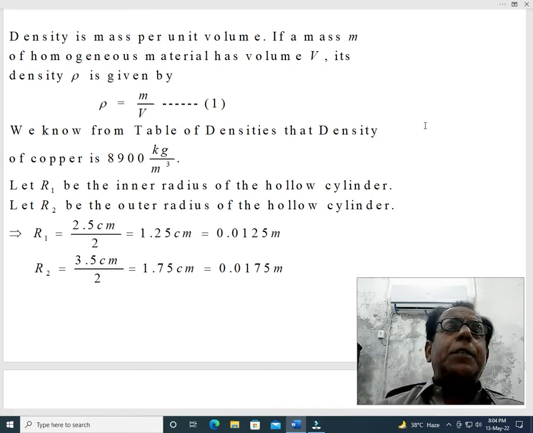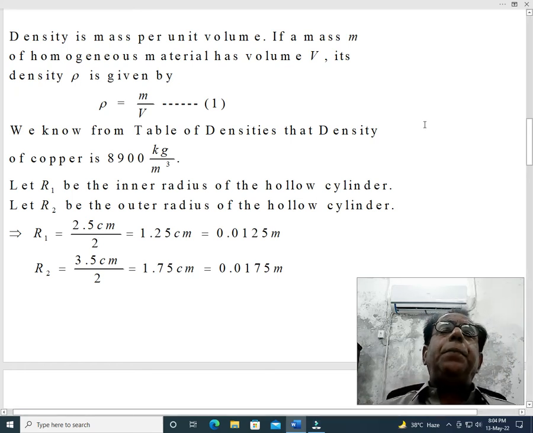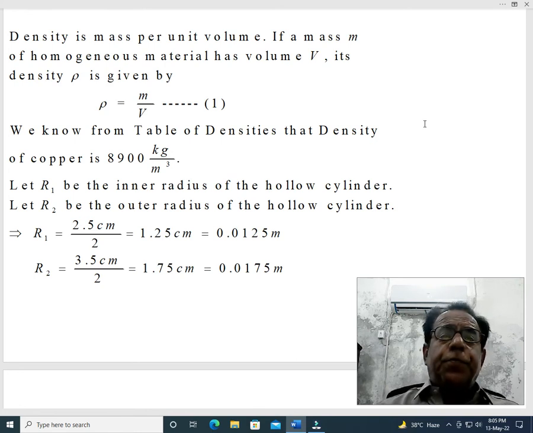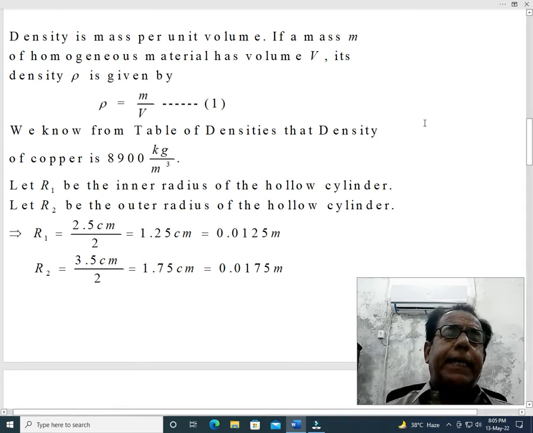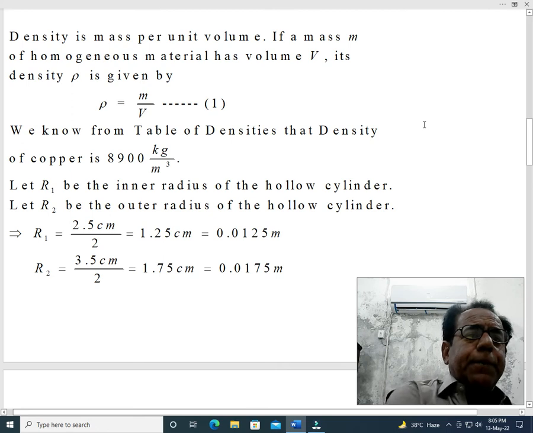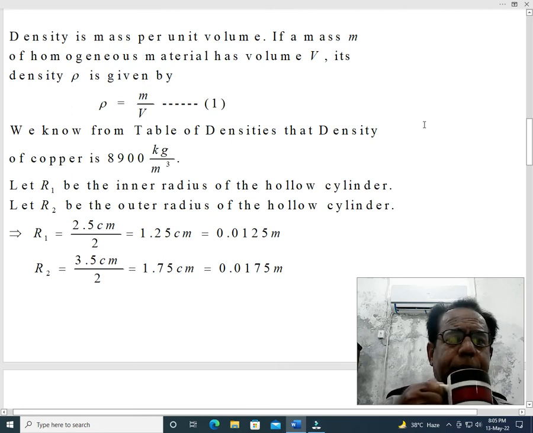Density is mass per unit volume. If a mass m of homogeneous material has volume V, then its density rho is given by rho is equal to m over V, mass over volume, okay? Equation number 1. We know from the table of densities that the density of copper is 8900 kilogram per meter cube.